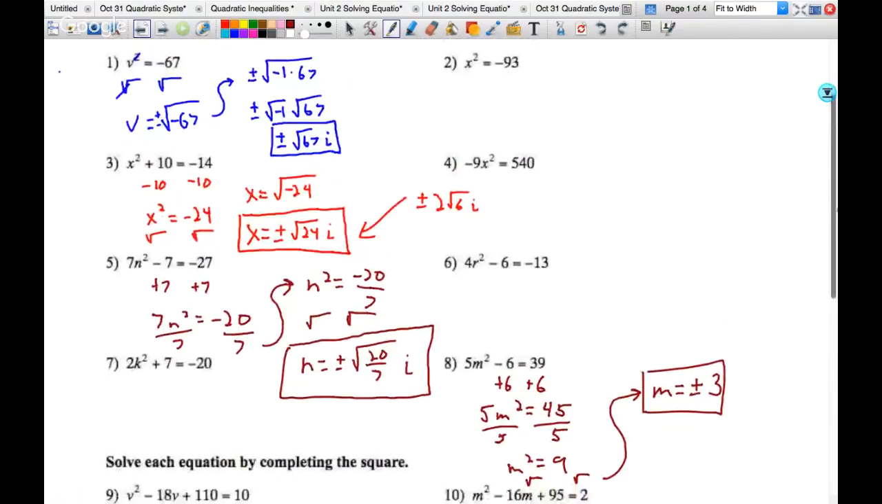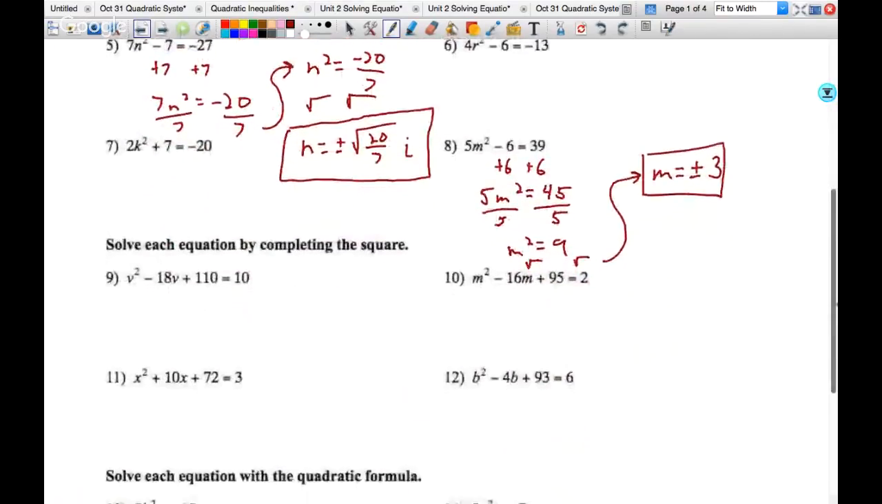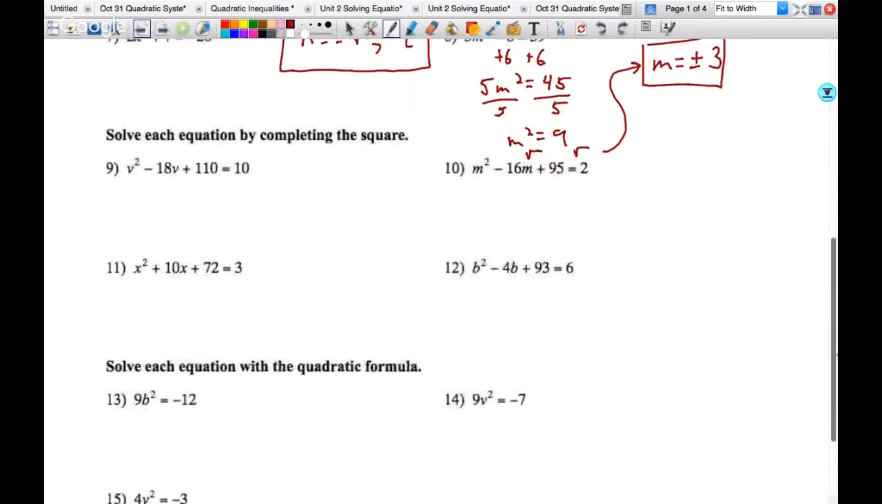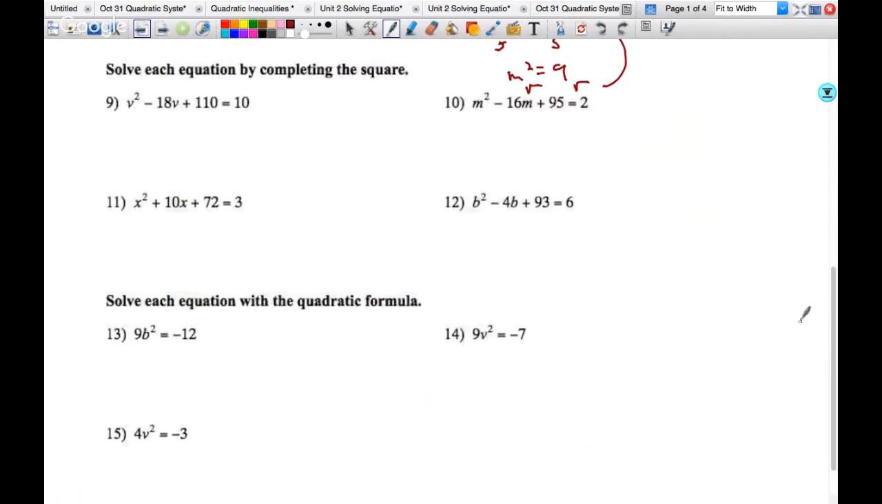So I think that should be good for the first set. Finish up the rest of those. You'll be golden. Question number 9 asks us to solve each equation by completing the square.